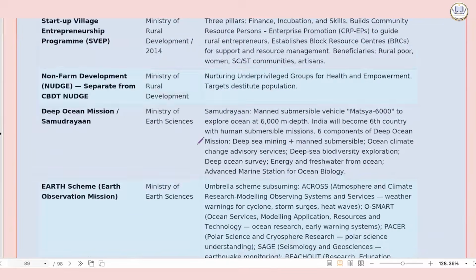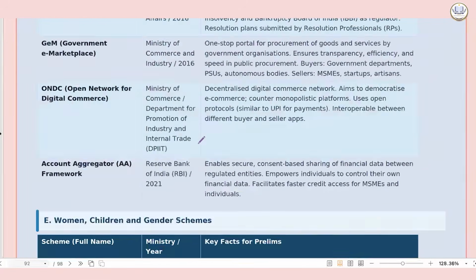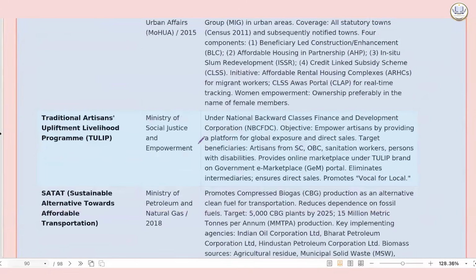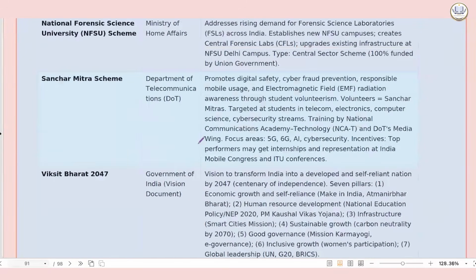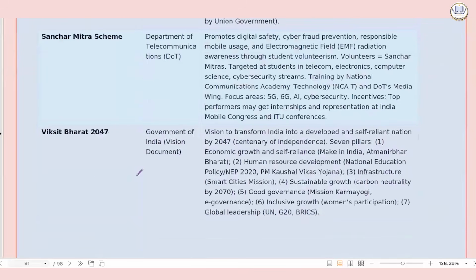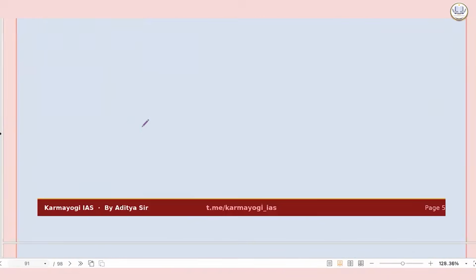So we have covered all the schemes as well. Some schemes are remaining. We have now made a separate PDF for you as well, giving more and more details, some deeper detail which you can read in the notes.